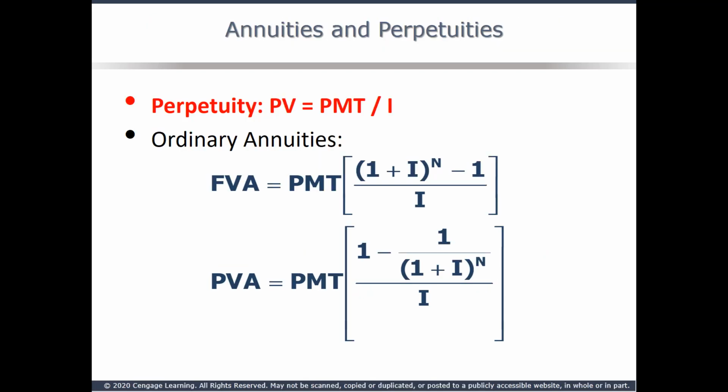First, let's get valuing a perpetuity out of the way. Simple formula: payment divided by required return. The formulas for the future value and present value of an ordinary annuity are shown on the slide. I have no expectations that you'll actually use these formulas, but I'm showing them for a reason.